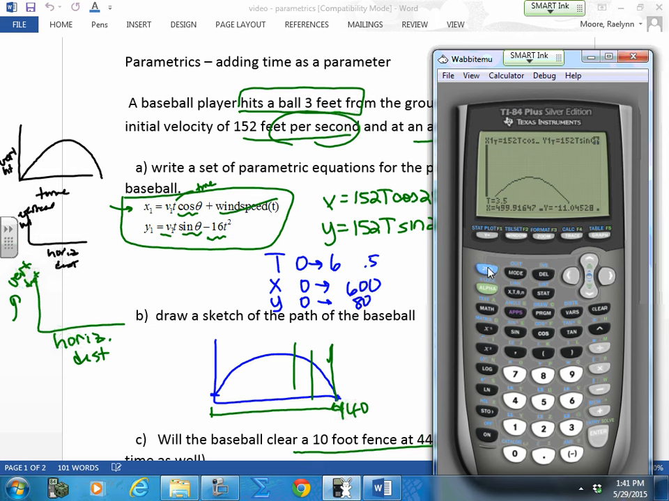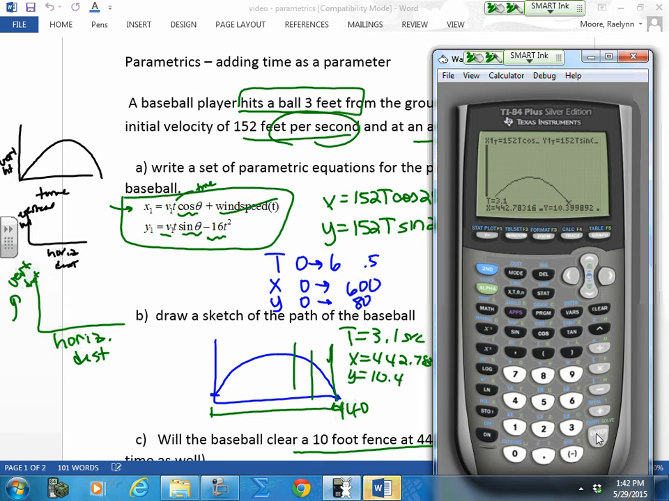So you can do a calc value on this. Maybe put it at 3.2 and check it. And I'm still a little bit past the 440. I can check it again, go to 3.1. And I'm pretty darn close. And if you notice here, when your time is 3.1 seconds, your x value is 442 feet, 0.73, we'll just round it, and your y value is greater than 10.